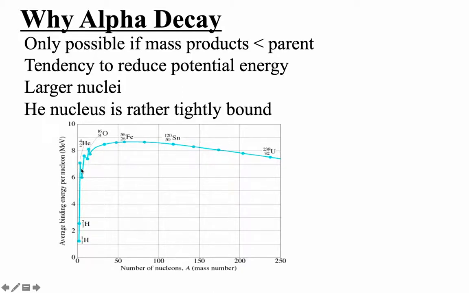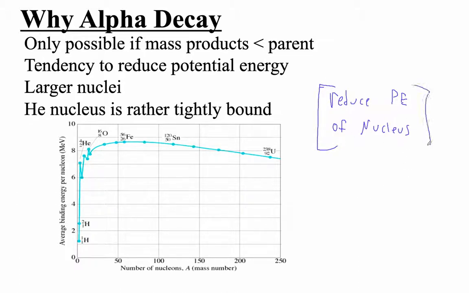Okay, so it all has to do with the mass. It has to do with reducing the potential energy. We reduce the potential energy of the nucleus. That's the thing to remember. So that's why alpha decay occurs, is to just reduce potential energy. And if it doesn't reduce the potential energy, if it increases it, then alpha decay doesn't occur.